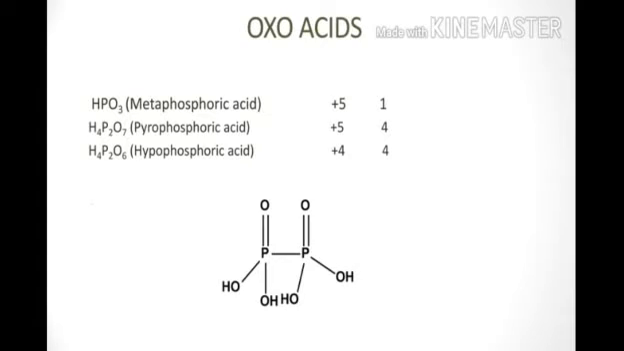The structures of all these oxo acids of phosphorus and nitrogen are very important and their names are very important, and we have to notice how many P-P bonds or how many P-O-P bonds are present. That is very important in your university examination and also many other entrance examinations. So structure is very important and the name is very important.